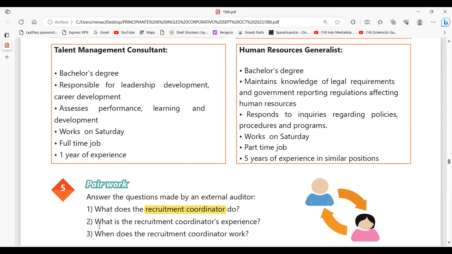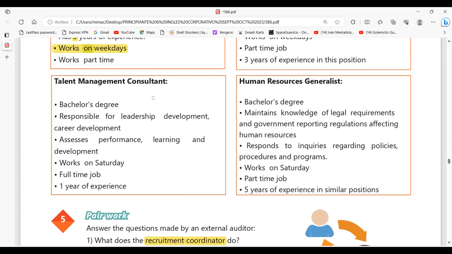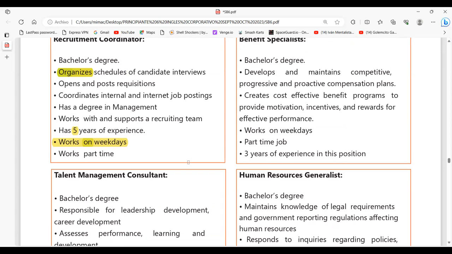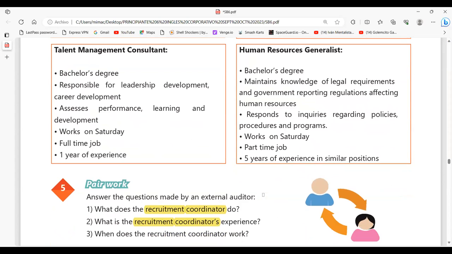Now, question number two. Remember, you are going to replace recruitment coordinators. And you are going to use talent management consultant or benefit specialist, or the human resources generalist experience. What is the experience?